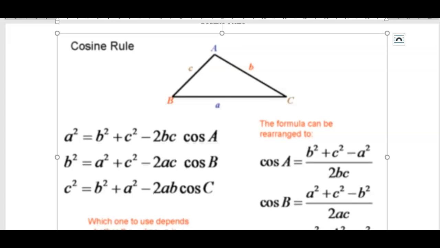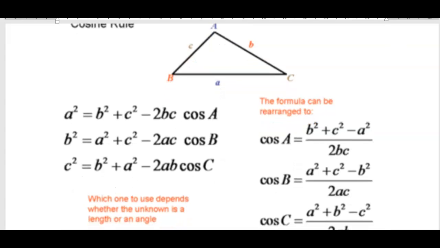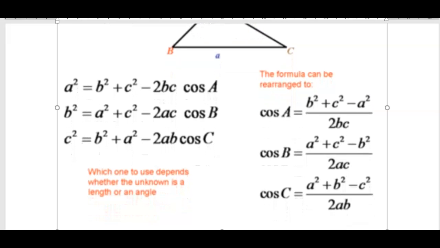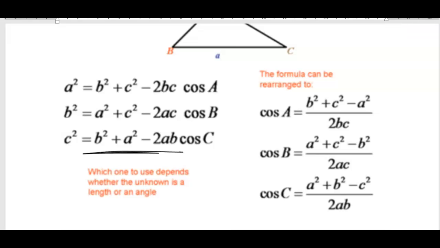So we label the sides with lowercase letters and we label the angles with uppercase letters. The cosine rule has rules for all the sides and all the angles, as you can see in this picture. My preference would be to use the formula in this particular format if we are trying to find the side lengths.